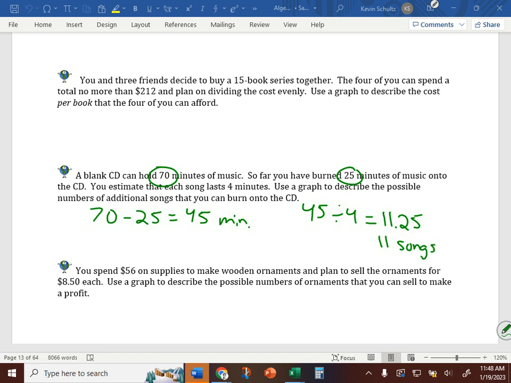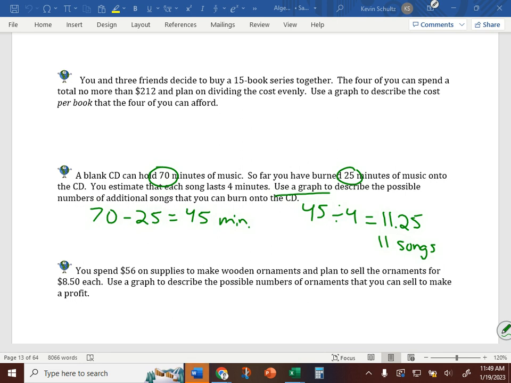Colin, what's your question or comment? You could also do n over 4 is less than or equal to 45. Yes, there are other ways to do this. I'm not requiring you to write the inequality. I do want you to use the graph though. However you want to solve it is perfectly fine. But your answer does need to be on the graph, which is going to be the same for all of us, right? No matter what method you use, Charlotte, your graph is going to look the same.